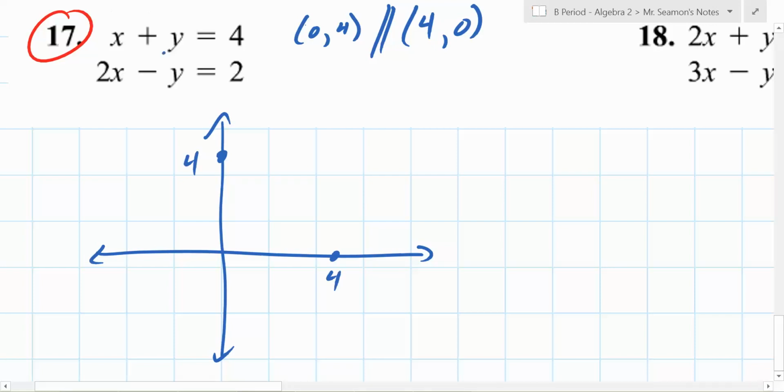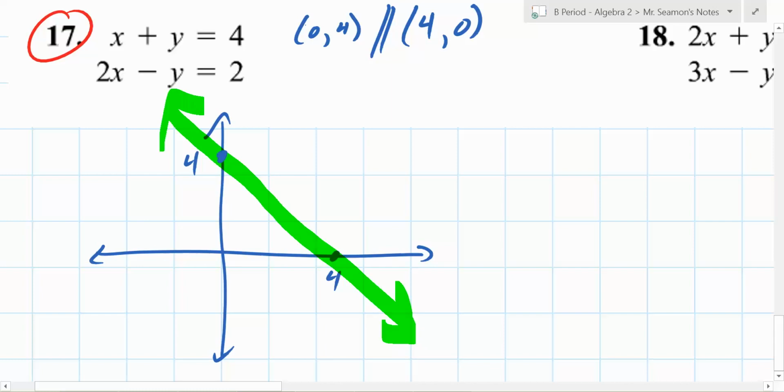Because when you make that 0, what does X equal? And then the same thing happens over there. So what do you do with those 2 points once you have them? You just connect them. Exactly. So there's 4 and 4.